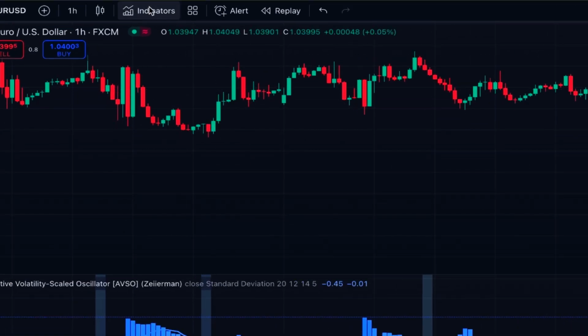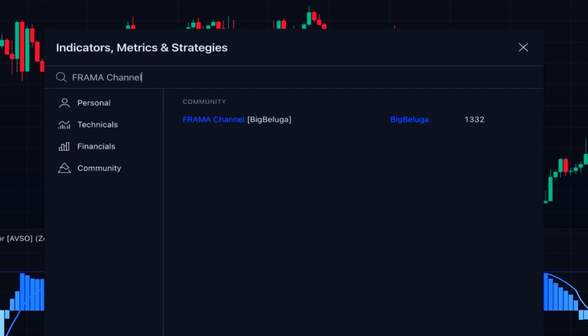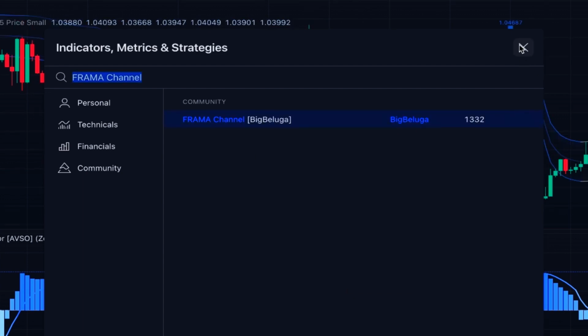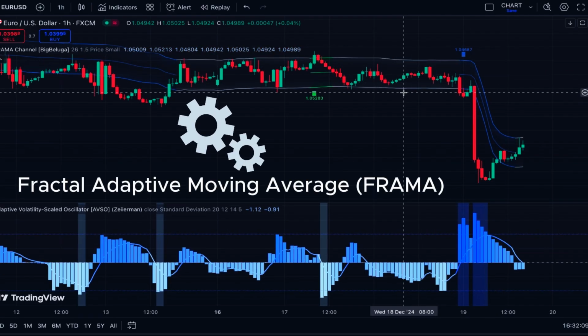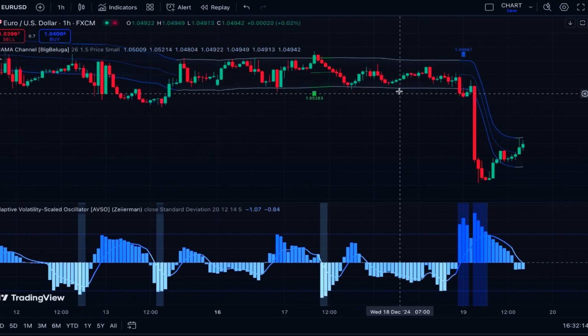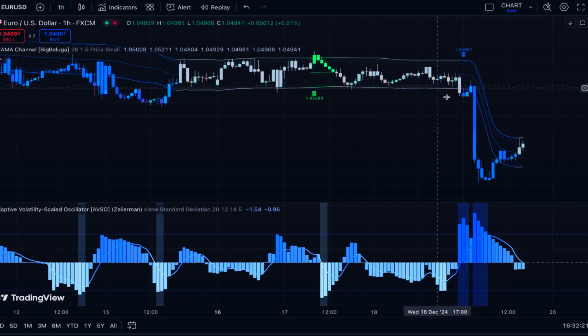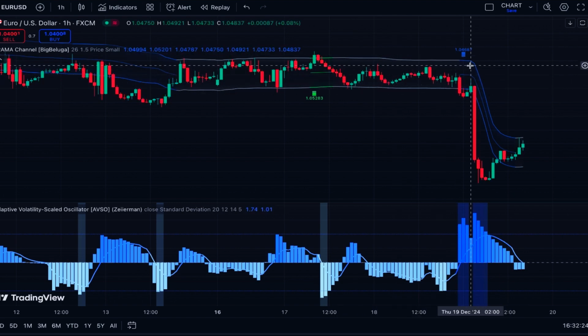Here we click on indicators and search for a channel, this one, which is written by Big Beluga. This is a very powerful indicator that is built based on the fractal adaptive moving average to create a dynamic channel around the price. With the help of this channel around the price, it can adapt its sensitivity based on market volatility.